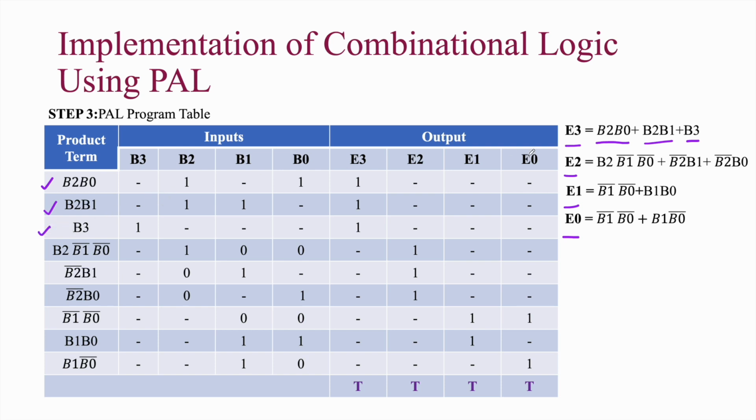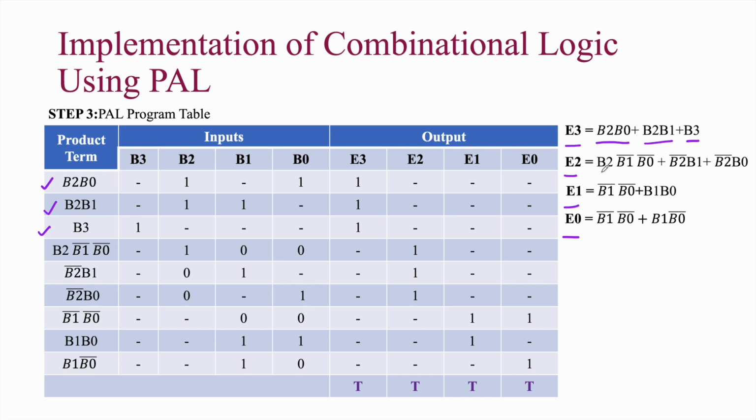Similarly, we have to find whether B2, B0 is repeated somewhere else. Here it is B2 bar, B0. Therefore, it is a different term, so this term is not repeated. Similarly, we have to check B2, B1. No, it is not repeated. We don't have B3 either. So, we are writing them as such.